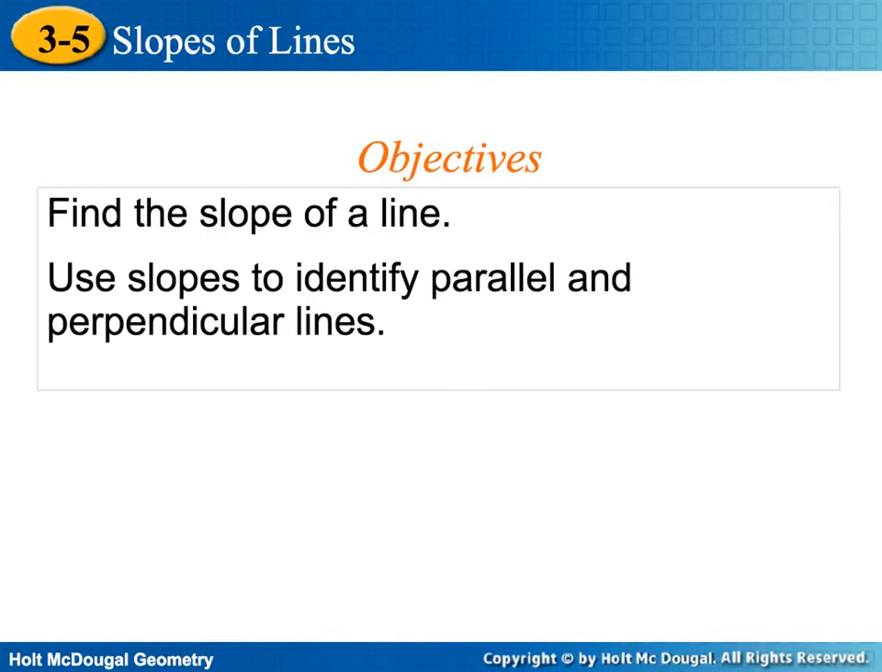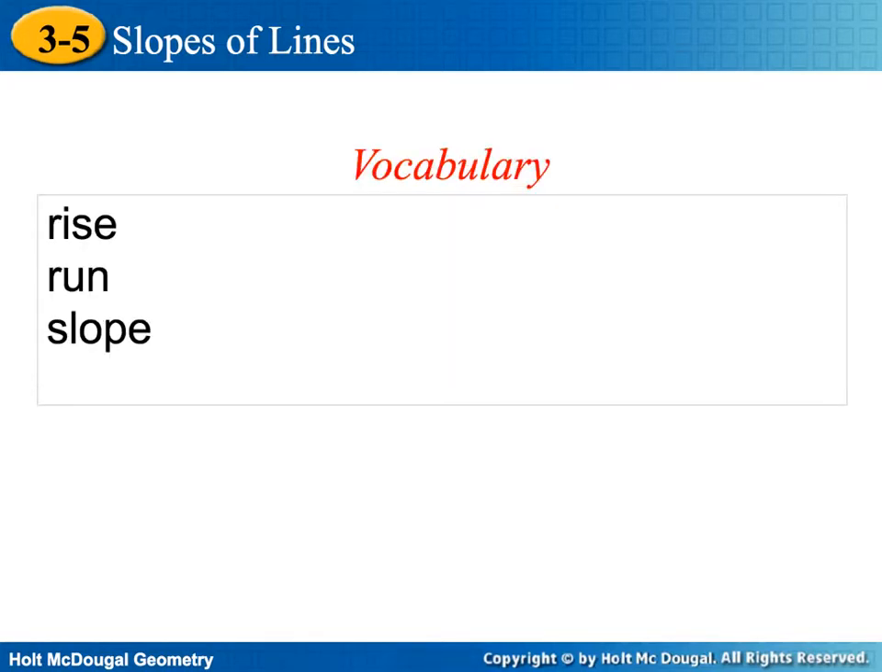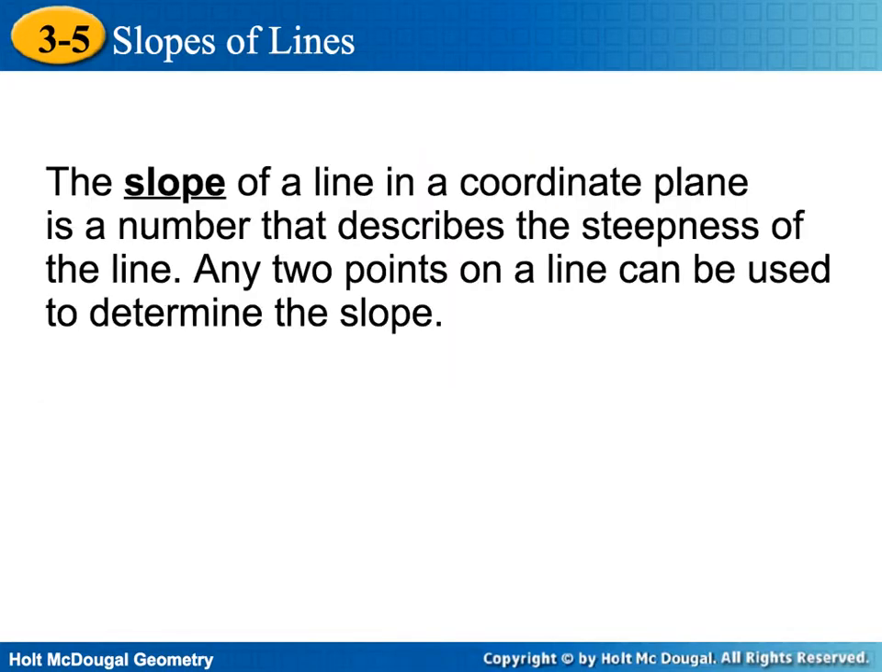This is 3.5, slopes of lines. The objective is to find the slope of a line, and use slopes to identify parallel and perpendicular lines. There's your wonderful vocabulary. First word is slope. This is not a buzzword.